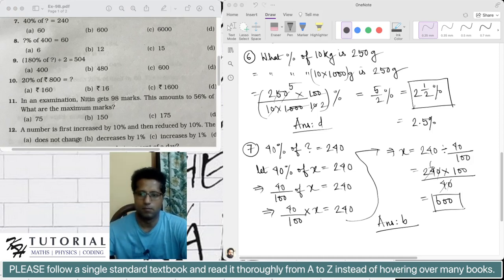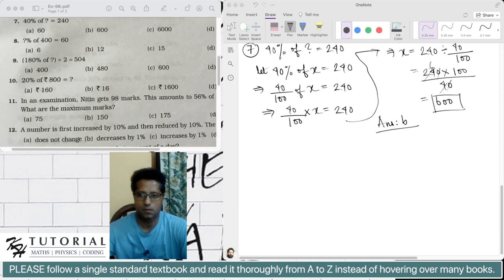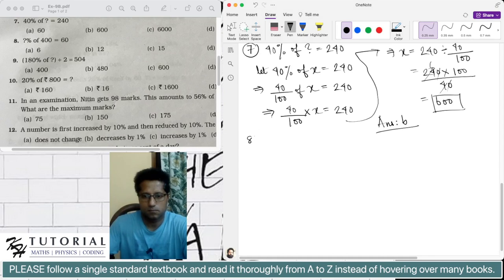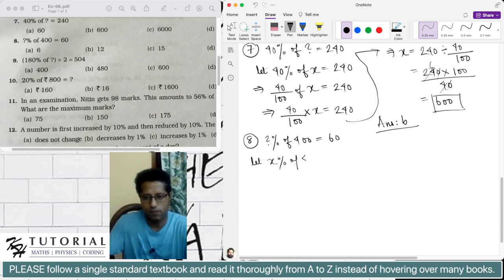Let's do problem number 8. We have to find the question mark. Question mark percentage of 400 is equal to 60. So what will be the question mark? So let x% of 400 be equal to 60.